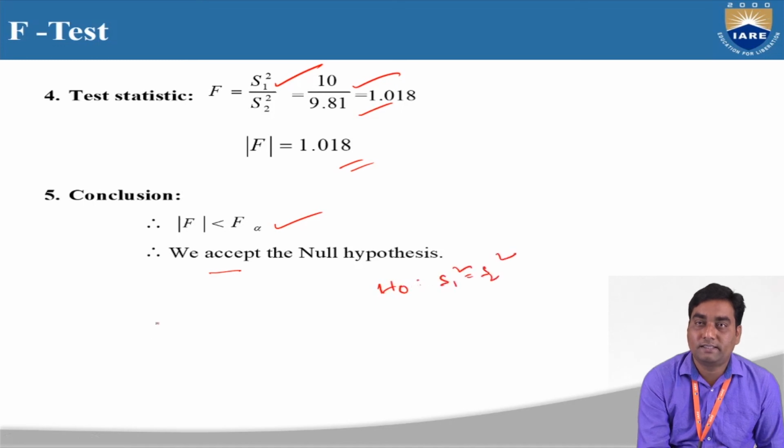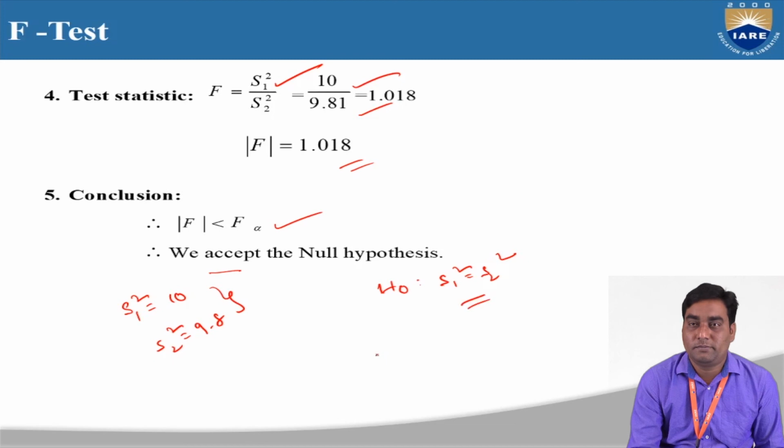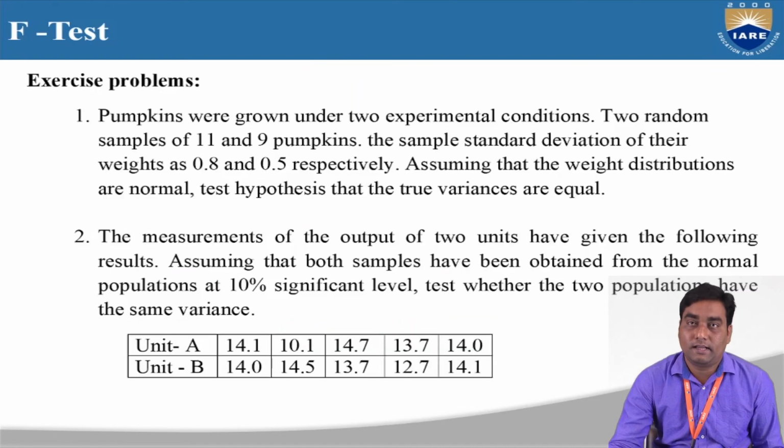But actually the statement is S1 square equals 10 and S2 square equals 9.8. There is a difference, a 0.2 difference, even though we accept the null hypothesis. That means we accept H naught when the statement is false. So which type of error? Type 2 error. So we have completed 3 problems. These are the exercise problems on F-test.